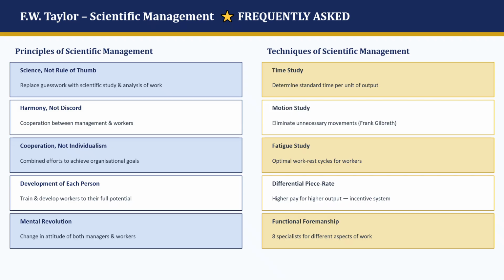Taylor also introduced techniques such as time study to determine the standard time for tasks, motion study to eliminate unnecessary movements, fatigue study to determine optimal work-rest cycles, differential piece rate system to provide incentives for higher productivity, and functional foremanship, where specialized supervisors handle different aspects of work.